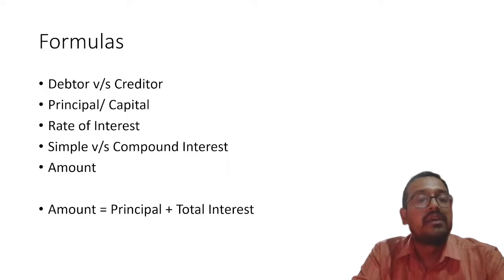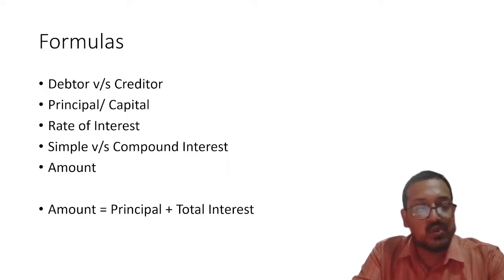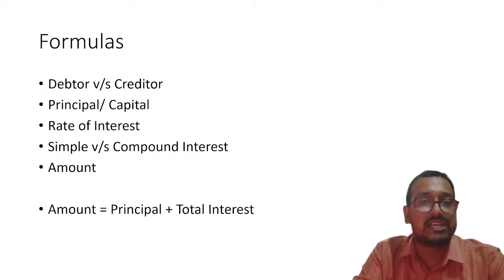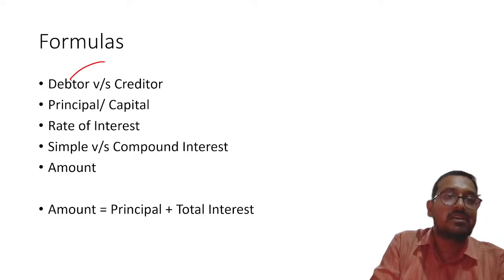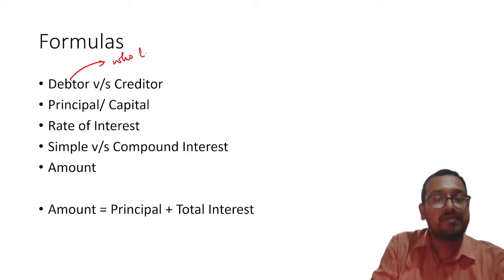Okay, now my dear students, as usual, we will discuss the basic theory behind it. The formulas are extremely important, and the first term which is extremely important is debtor. Who is debtor and who is creditor? My dear students, the debtor is the one who takes the loan. Please remember, the debtor is the one who takes the loan.